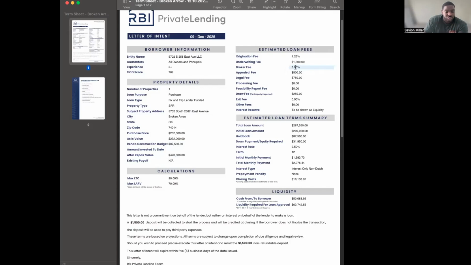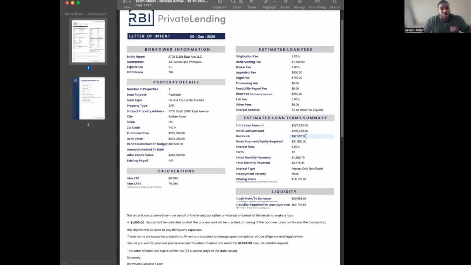fee. The broker's charging 3%. As you come down here, you see the total loan amount is $287,550. The initial loan is $200,000, so that's funded day one. And then there's a holdback of the budget, which is 87.5, and that rehab budget is going to be drawn down as the project keeps going on and on and on.